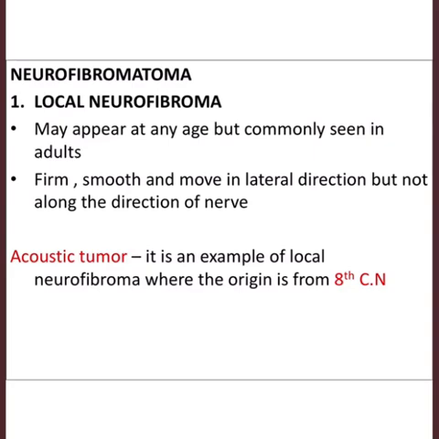It's neurofibromatoma. Neurofibromatoma are local and generalized. The local neurofibroma appear at any age but are commonly seen in adults. They form smooth swellings and move in a lateral direction but not along the direction of the nerve.